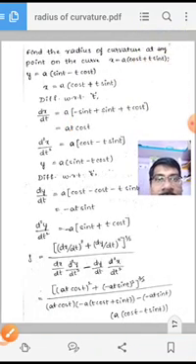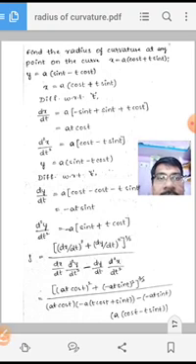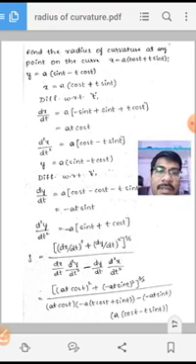Find the radius of curvature at any point on the curve x = a(cos θ + t sin θ), y = a(sin θ − t cos θ). The curve is in parametric form. First we have to find dx/dt, dy/dt, d²x/dt², d²y/dt².